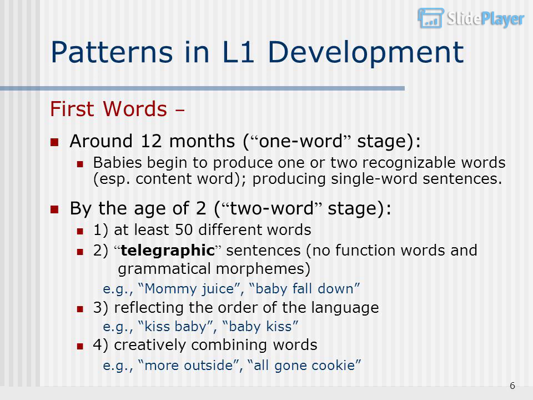1. At least 50 different words. 2. Telegraphic sentences, no function words and grammatical morphemes. For example, mommy juice, baby fall down. 3. Reflecting the order of the language. For example, kiss baby, baby kiss. 4. Creatively combining words. For example, more outside, or gone cookie.